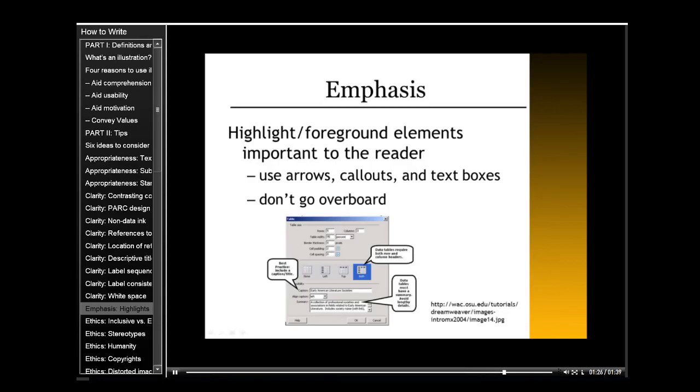So feel free to put more than 1 arrow, more than 1 callout, more than 1 text box associated with a table or an illustration. The point is, though, don't go nuts with it. Use good judgment.